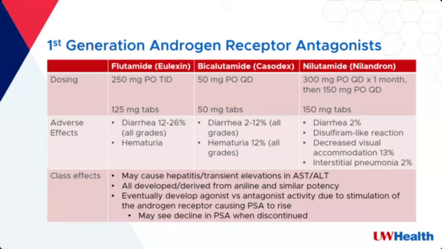If this agent is on longer term, it can eventually develop into an agonist because of resistance mechanisms, and you can actually start to see the PSA rise transiently. If you pull off that bicalutamide, you should see a decline in the PSA.